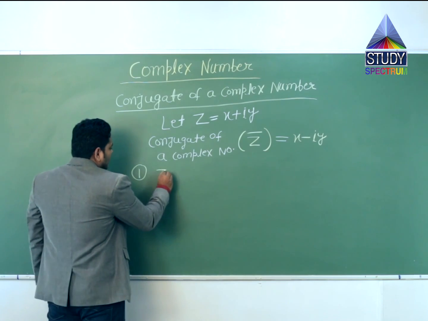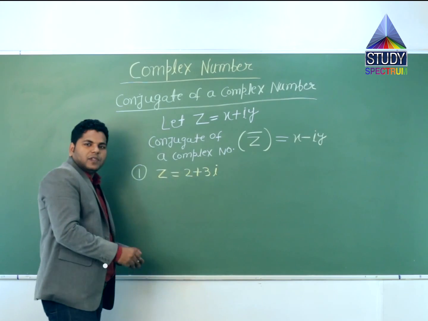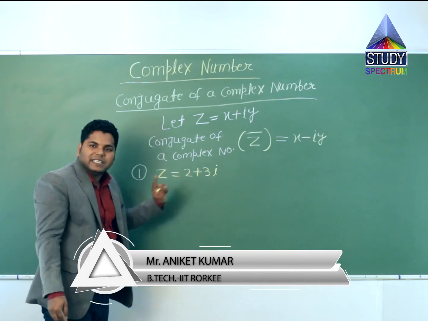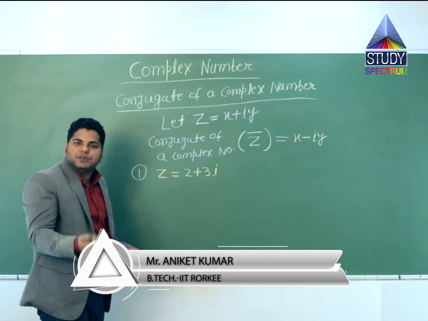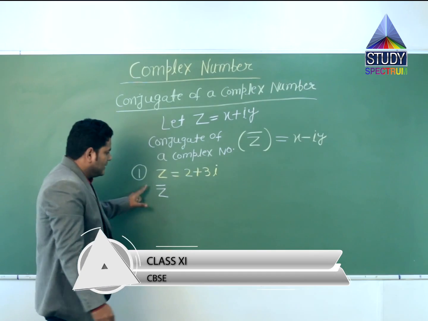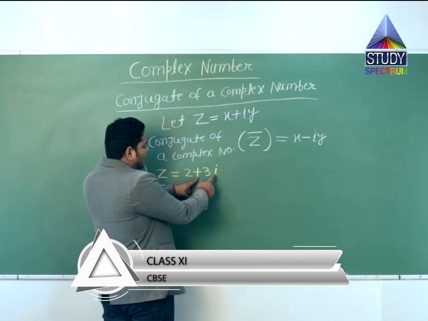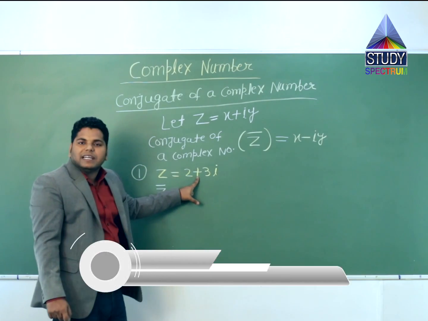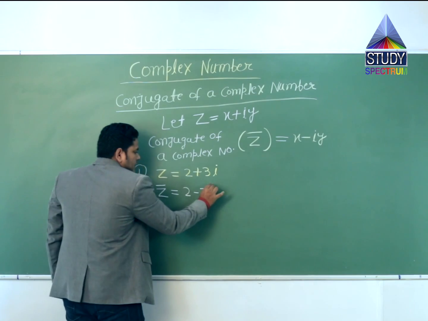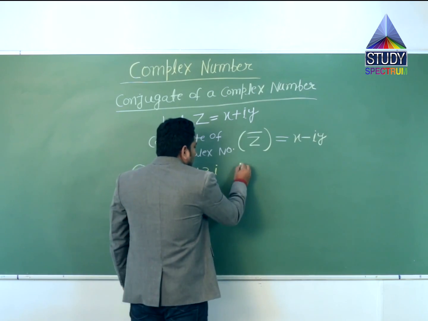Suppose Z is 2 plus 3i. Okay, then we have to find the conjugate of the complex number Z equal to 2 plus 3i. So what will we do? The conjugate of a complex number is denoted by Z bar. We will change the sign before the i term. Here it is plus, so we'll write minus. So we'll write 2 minus 3i.